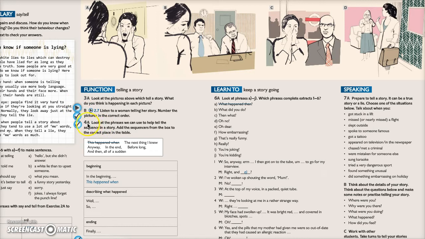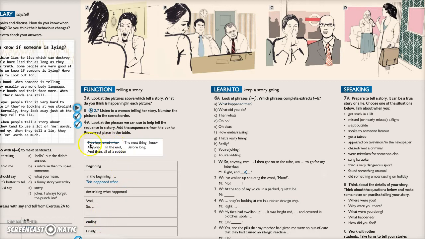Next, in activity 4A, it says, look at the phrases we can use to help tell the sequence in a story. So put a structure in the story. Tell me what comes first and what comes next. And it says, add the sequencers. Those are the expressions, because they help you sequence the story, from the box to the correct place in the table. So basically you have the beginning, describing what happened, and the ending. So 3 parts of the story.